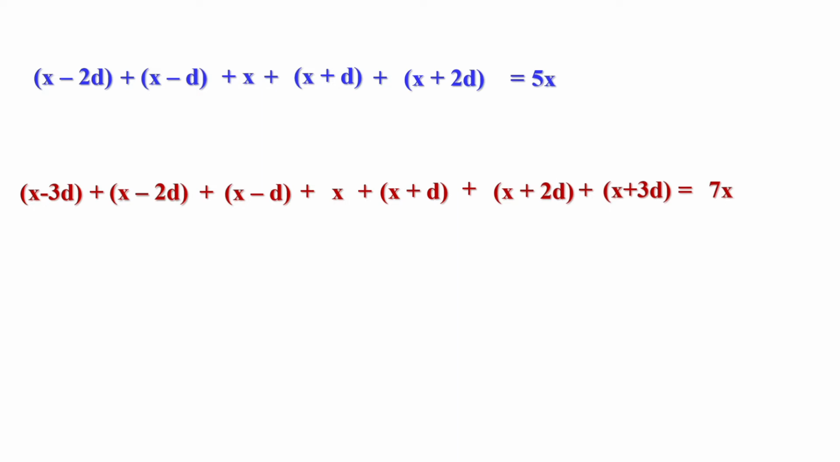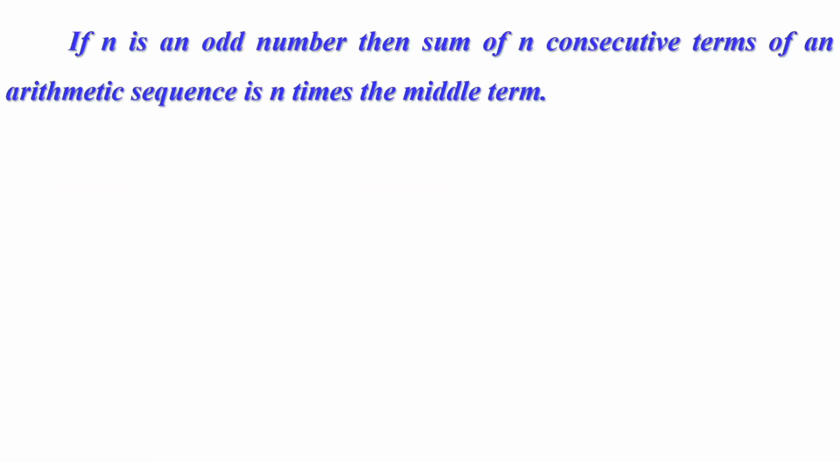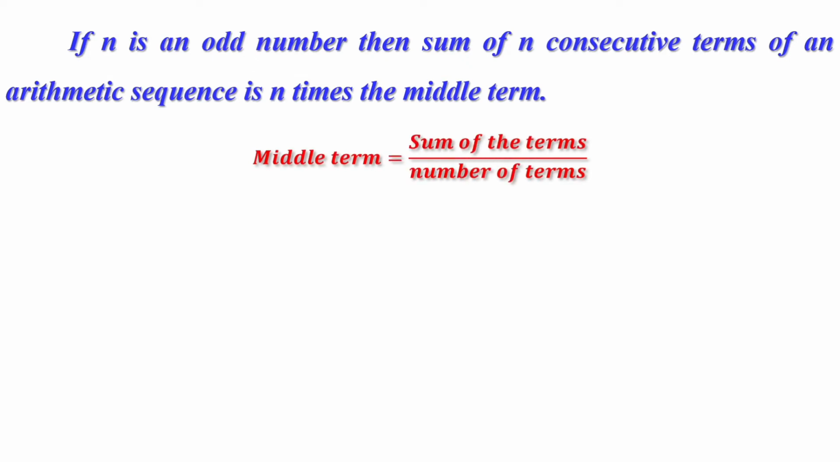Now without checking, can you say what is the sum of 9 consecutive terms of an arithmetic sequence? It is 9 times the middle term, because when we take the middle term, there will be x plus d, x plus 2d, x plus 3d and x plus 4d on the right side, and x minus d, x minus 2d, x minus 3d and x minus 4d on the left side. And cancelling and adding, we will get 9x. So what can we generalize here? If n is an odd number, then the sum of n consecutive terms of an arithmetic sequence is n times the middle term. Or we can say middle term is equal to sum of the terms divided by number of terms. Whenever n is an odd number, the middle term is equal to the sum of the terms divided by the number of terms.